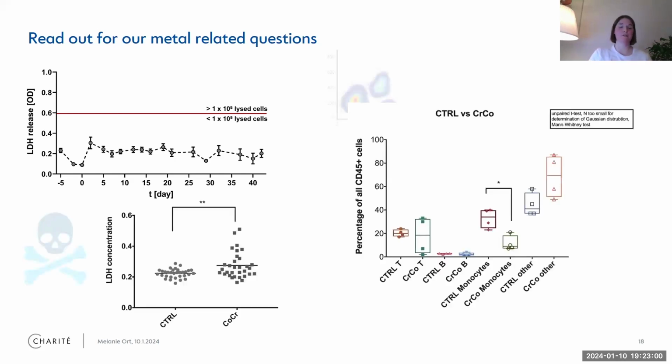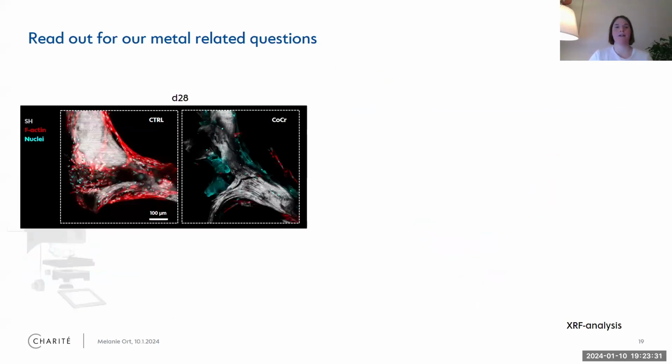And for chromium and cobalt, we could actually see that over time, the LDH concentration was increasing. And when we looked in flow cytometry, we could actually see that the monocytes, you remember the monocytes, were actually decreasing, which is interesting because the monocytes and also macrophages are very well described in this process where you lose bone when you have an implant. So this was a nice finding because it's actually matching what our colleagues in the clinic are also observing.